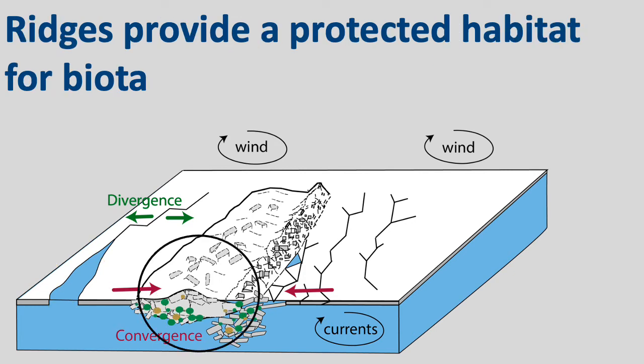Let's move over to the ridges. Since the ridges are not massive but consist of many loose blocks of ice that are somehow a bit connected, there are many void spaces. In those void spaces, smaller organisms can hide, find shelter, or simply have a surface which they can attach to. Therefore, ridges provide an important habitat for biota.